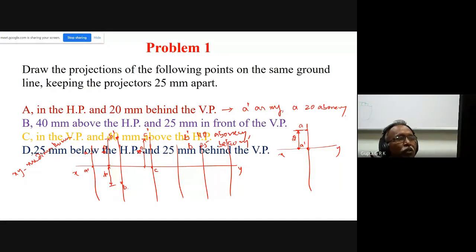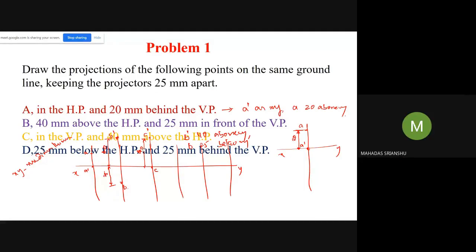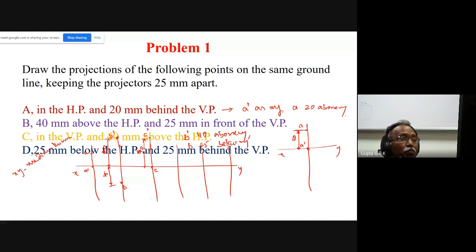D is 25 below HP and 25 behind VP. E dash will be 25 millimeters above the XY line. For D dash, the HP relation you have to see. So 25 below HP. Below HP means below XY. So D dash is 25 below XY. Am I right?